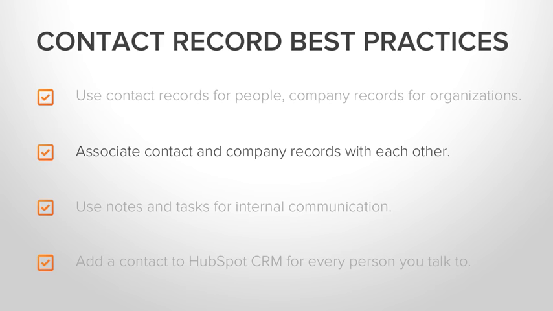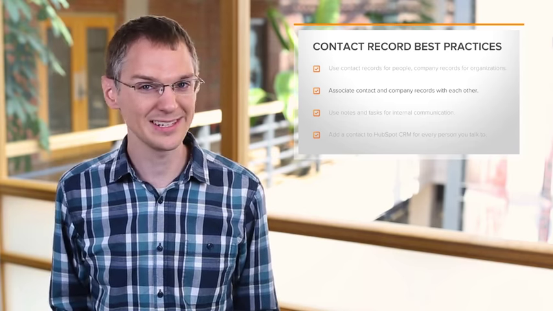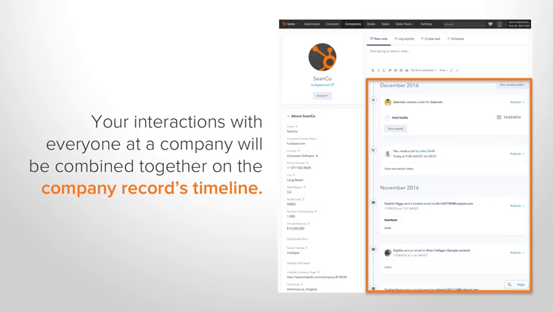Second, associate contact and company records with each other. When a contact record is associated to a company record, the two are linked together inside the CRM, and information will flow between them. You can associate multiple contacts to a single company, and then your interactions with all of those people will be combined together on the company record's timeline.